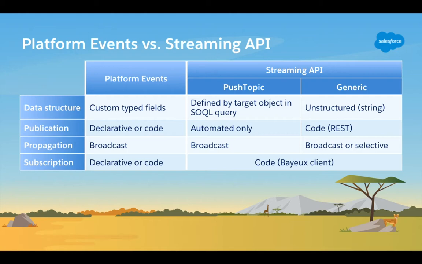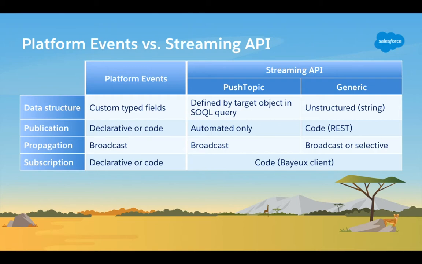And last, for the way to subscribe to those messages, platform events also support declarative options, but the streaming API only works with code. So to keep it short, if you want to use the streaming API, the only option is to use code because you can only receive them with code, and you have to use something called the Bayeux client. I will talk more about the Bayeux client. This is basically what supports all of these streaming events, whether they are platform events or the streaming API.